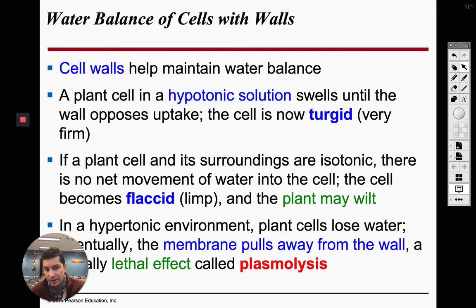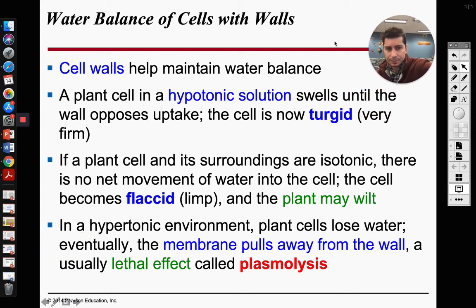If it's isotonic, it's the same. That plant cell is not going to fill up with water. And that plant cell will become limp, or flaccid as they call it. And the plant cell will wilt. So we want the plants to have water. And then the last one, guys, if the plant is in a hypertonic environment, that cell will get smaller and smaller and smaller, where the cell membrane will actually come in and pull away from the cell wall.